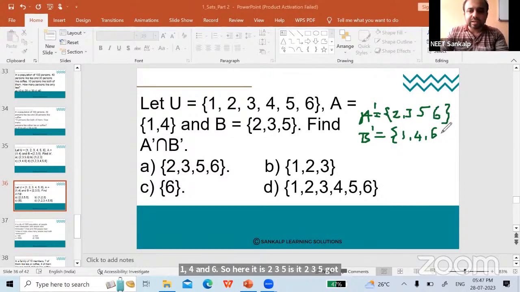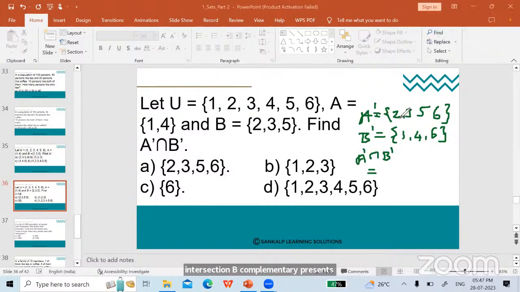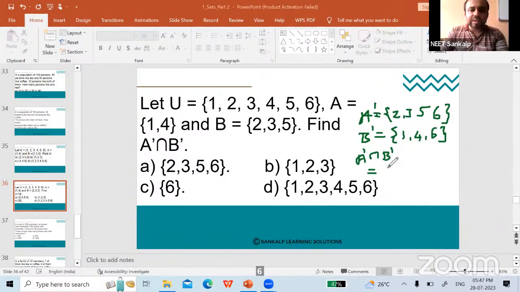Yes, exactly. Then what does A complement intersection B complement represent? The common element of these. It is 6, only one common element. 6 is the answer. Option C is the correct answer for this. So write down this.